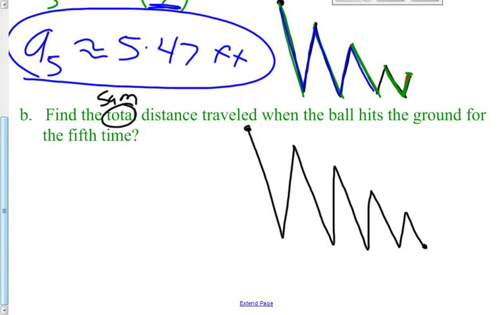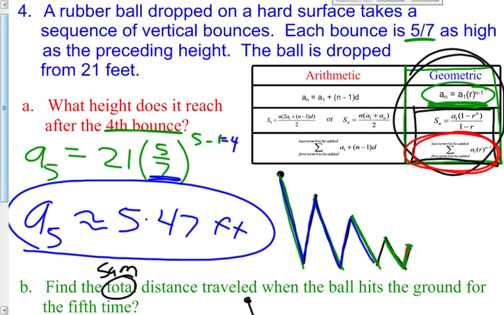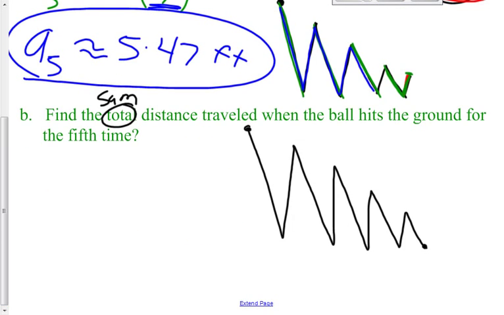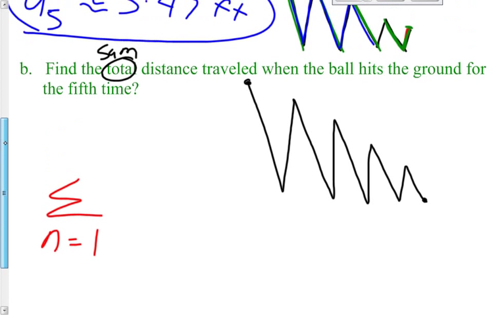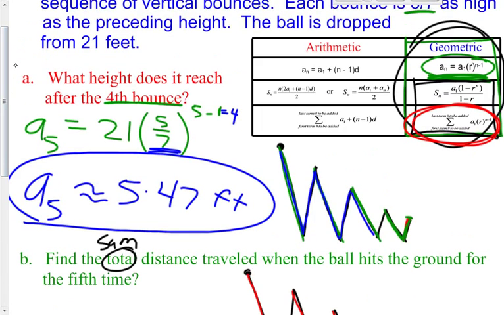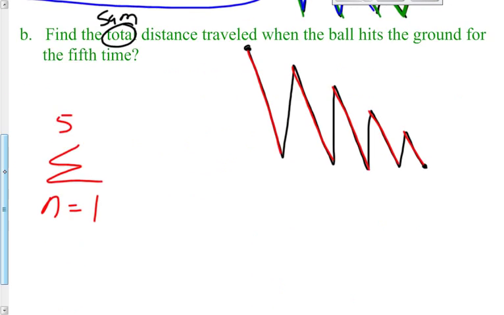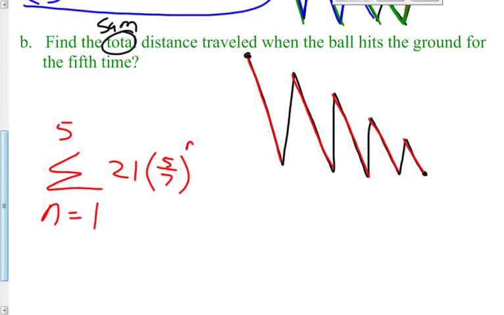So find that total distance. Class, total means sum, right? So I want to find a sum, so I know I'm going to be talking about a geometric sum, which means one of these two. When you do this one in accelerated math, I really encourage you to use the sigma. It's going to go a lot faster. We're going to have a summation as n goes from the first term to the fifth term, because here's one distance, two distances, three, four, five distances. So from the first term to the fifth term of a sub 1, which is 21, multiply that by the rate, which is 5/7, and raise that to the n minus 1.